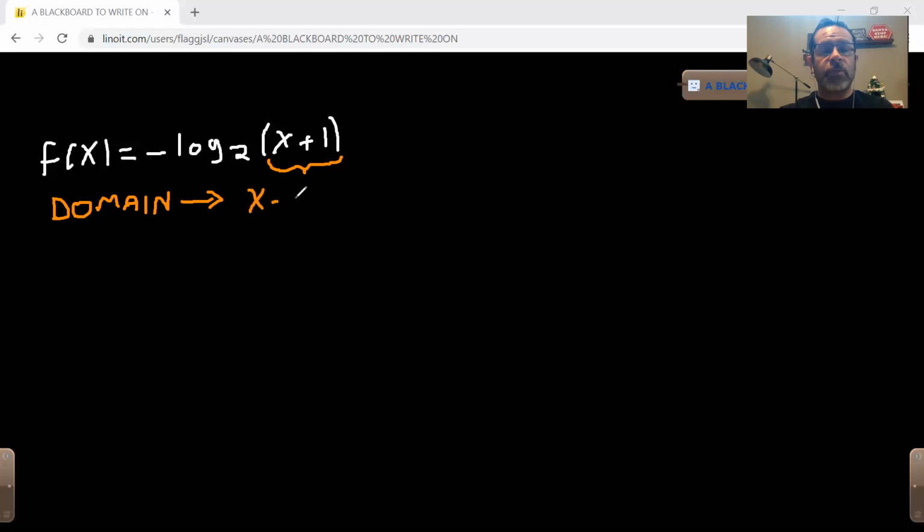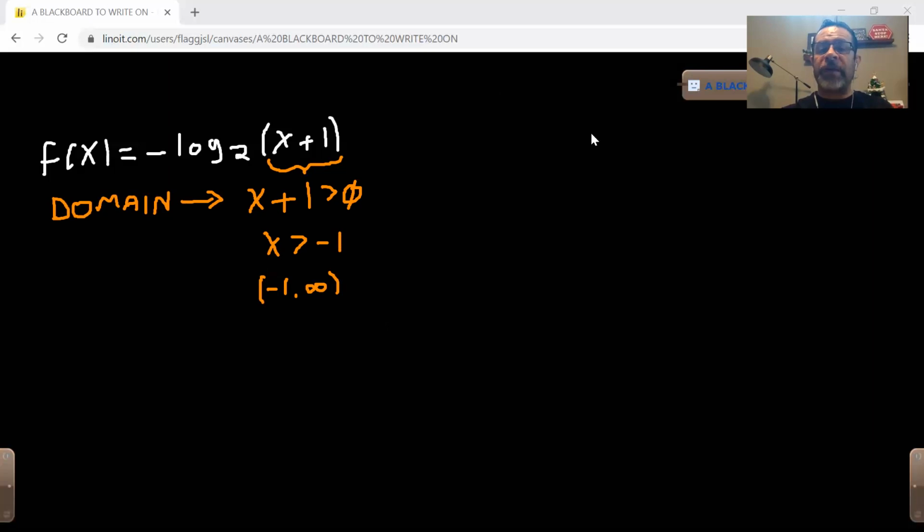So x plus 1 has to be positive. x plus 1 has to be larger than 0. This means that the domain is x larger than minus 1, or from minus 1 to infinity. Okay, that would be the domain of the function.